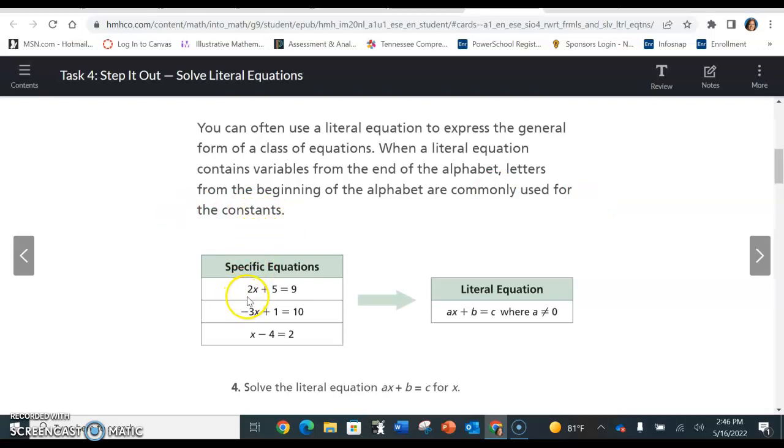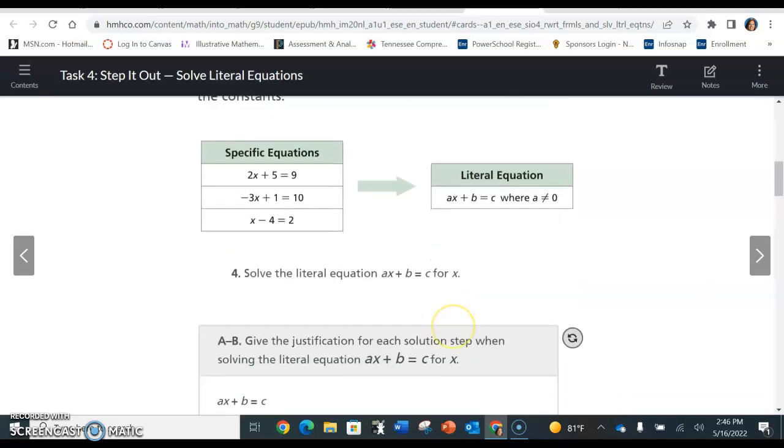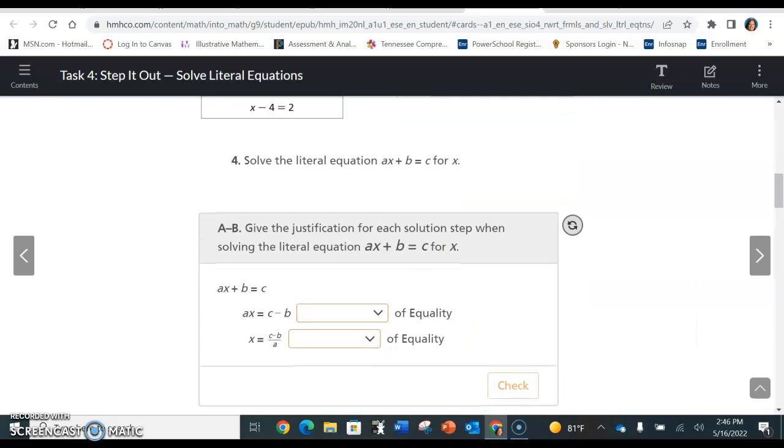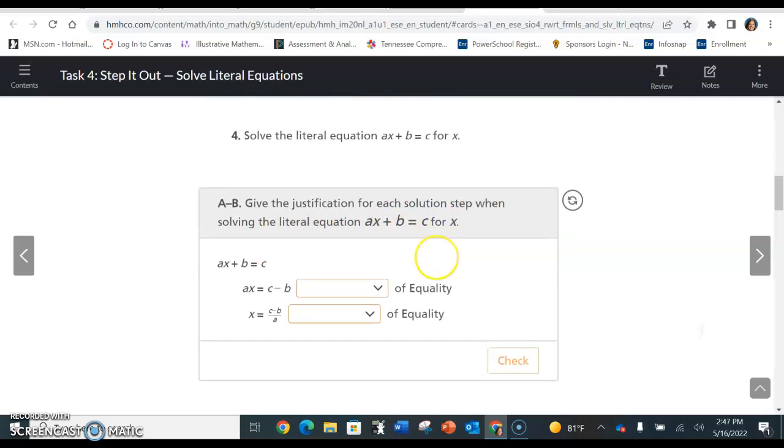So you can see here, 2x plus 5 equals 9. So you can see the constants, the numbers here, are replaced by A, B, and C. And you're solving for x. So the variables come from the end of the alphabet, and it uses letters from the beginning for the constants. All right, so it says solve the literal equation ax plus b equals c for x. Give the justification for each solution step when solving the literal equation ax plus b equals c for x.